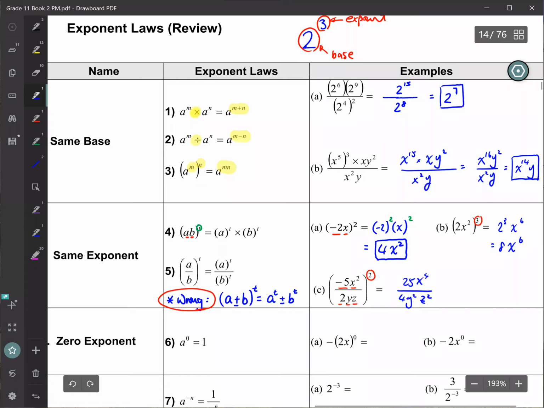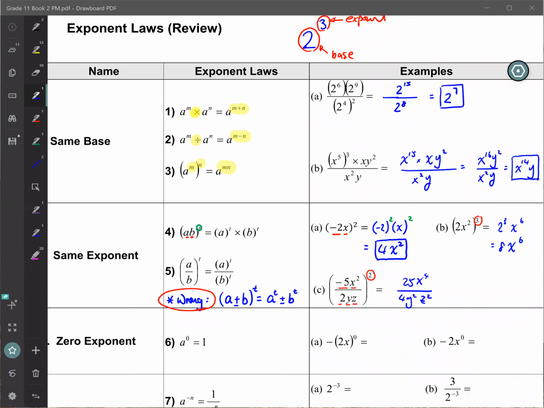Okay, you just distribute. So remember, if inside the bracket you see add and subtract, the exponent does not apply to it individually. It applies to the whole thing.